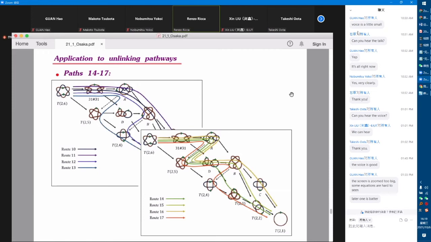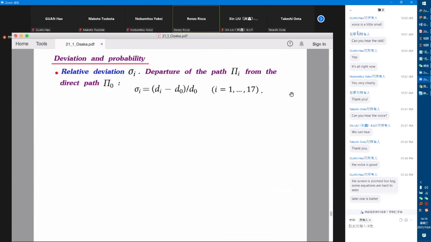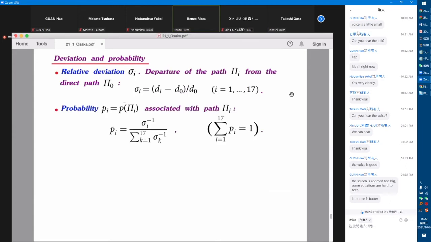Okay, so having done that and computed all the distances, we are ready now to introduce the concept of probability. First of all, we like to use the idea of a relative deviation. These are very simple definitions and of course can be extended, if you like, to more complex definitions. So the simplest one is just given here, sigma i is just the departure of the path pi i from the direct path, which we keep as a reference path, pi zero, this dramatic cascade from the complex knot to the unknot. And then the probability, again, the simplest definition we can come up with is this one, which is just given in terms of deviations.